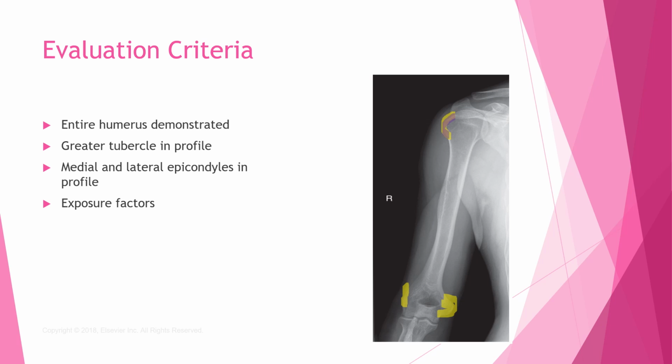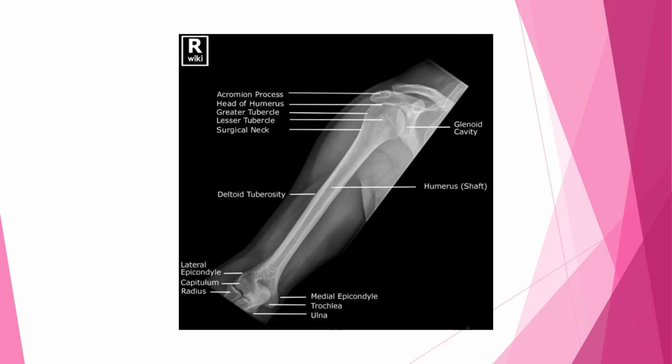Greater tubercle in profile, medial condyle, lateral epicondyle parallel to the image receptor, and that is a nice AP humerus. Moving on, if we look at this image, now this is not in your book, this is one that I pulled, but this is an AP right humerus, and this would demonstrate all the anatomy that we've spoken of.